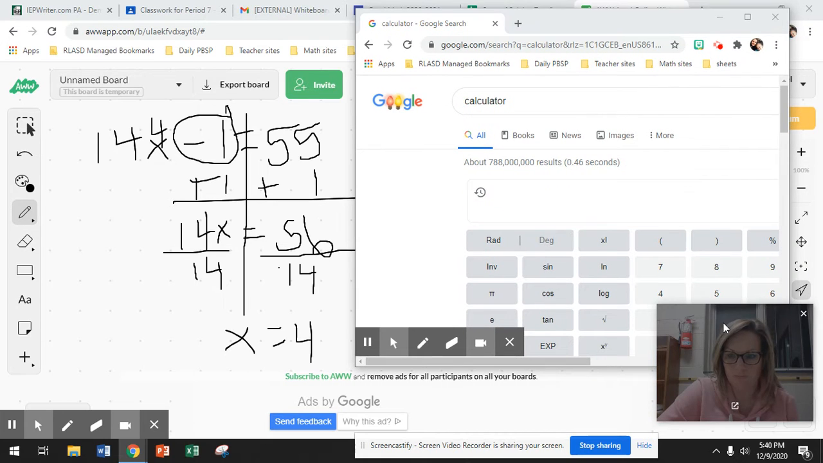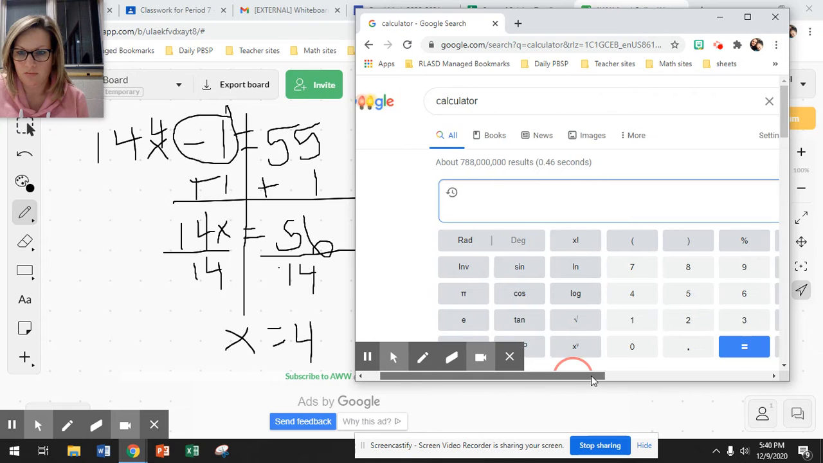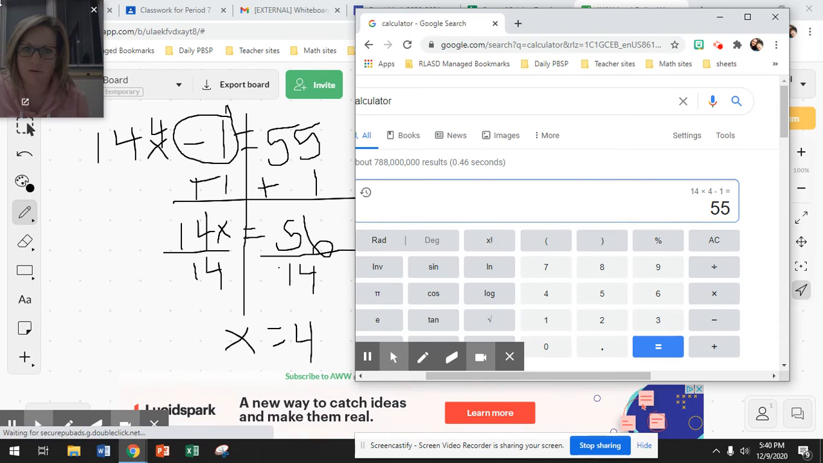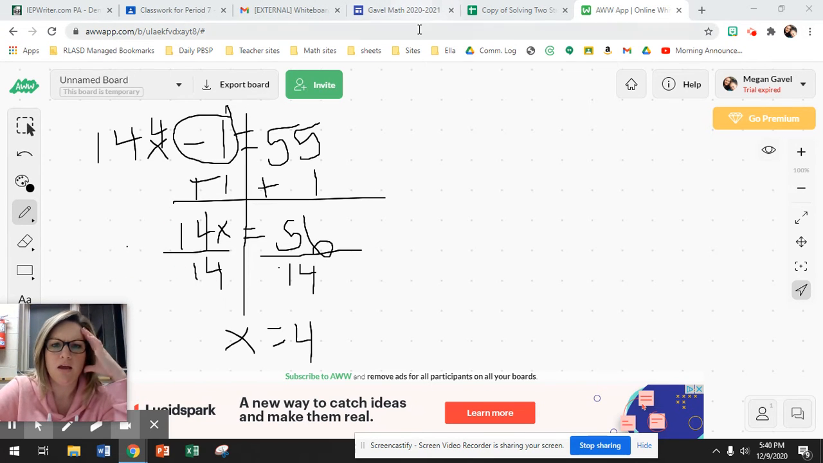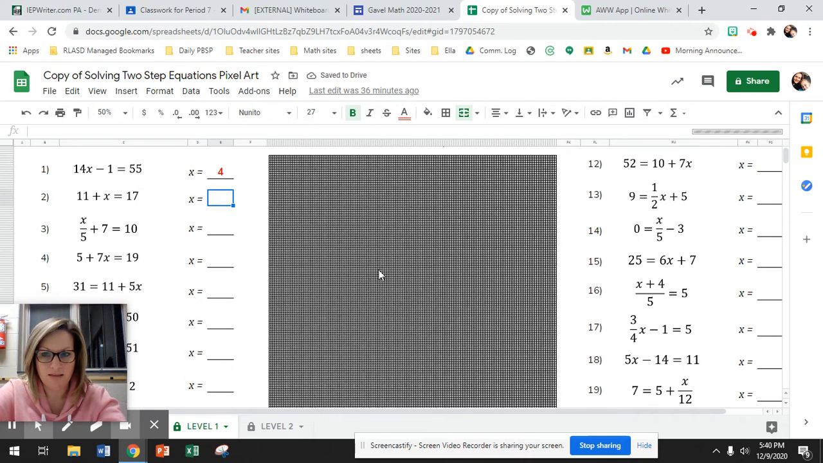Let's find out. 14 times 4 minus 1 equals 55. So x does equal 4. Perfect. Now I'm going to go back here, and I'm going to just double click it, hit 4, pop off. And by doing that, if it's right, it's working, so give it a minute, this is going to change.